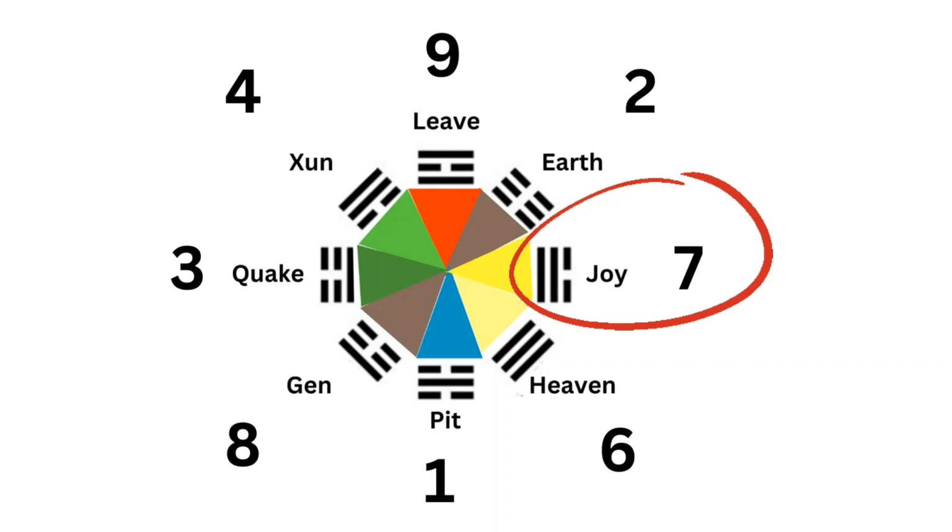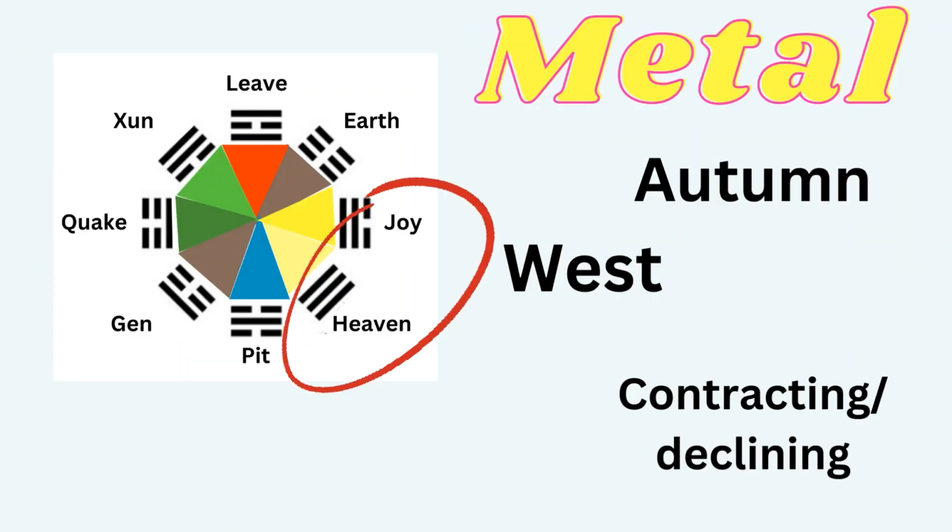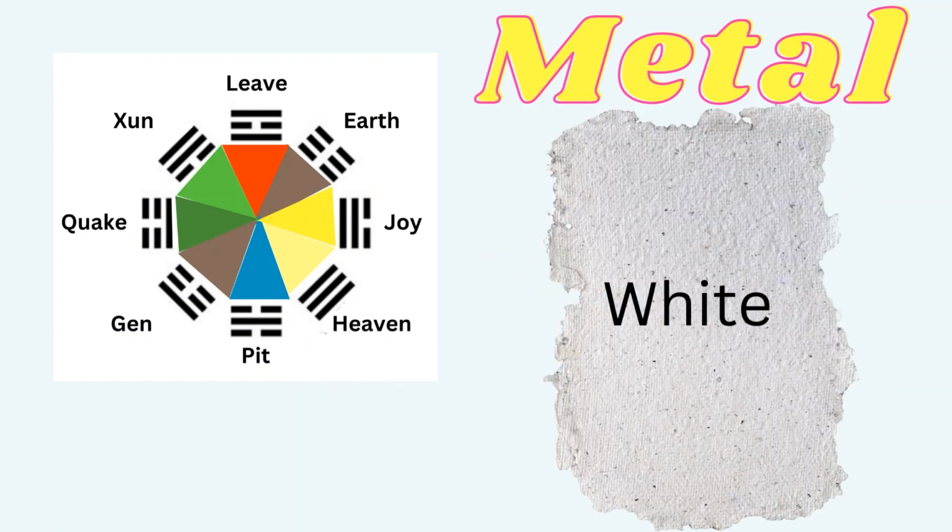Joy belongs to number 7 in the post-natal 8 trigrams. 7 is not a good number in Chinese, it relates to an image of killing and hurting. According to Chinese numerology, it is known as killing 7. Heaven and joy both attribute to the element metal. Metal is associated with autumn. It features contracting, declining. West. Sense of killing. Metal also represents white color.